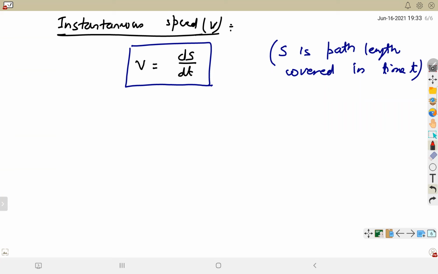So let's take one example. Speed is also a scalar quantity. It will also be in meter per second. But the difference is that instantaneous speed will keep on changing from point to point of the journey as your speed is changing. But the average will have one single value for the entire journey. Correct? So let's take an example. If suppose the path length covered in time t is given as.